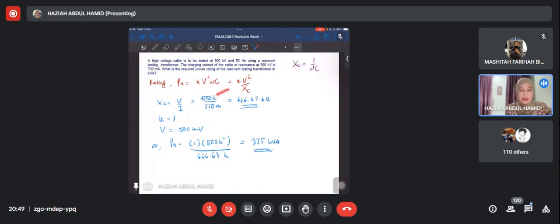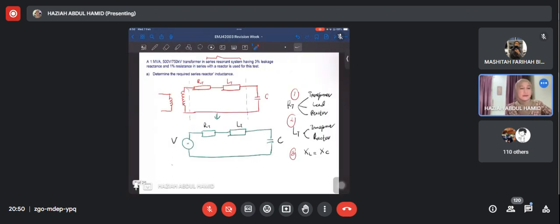So 500 kV, 750 milliampere, and then we get 366.67 kilo ohm as our XC. Right? So K is 1, V is 500 kV. You substitute these 1, 2, 3 into this formula. So this is the rating of the testing transformer, the required power rating of the testing transformer.